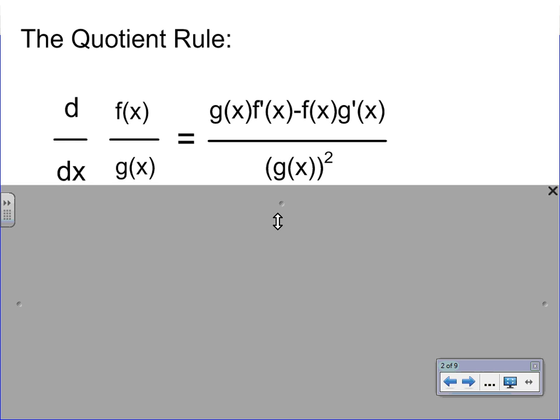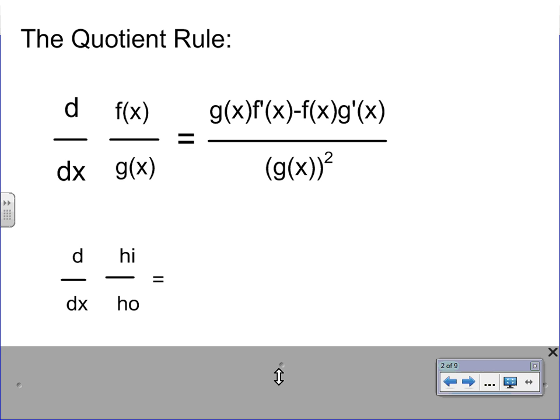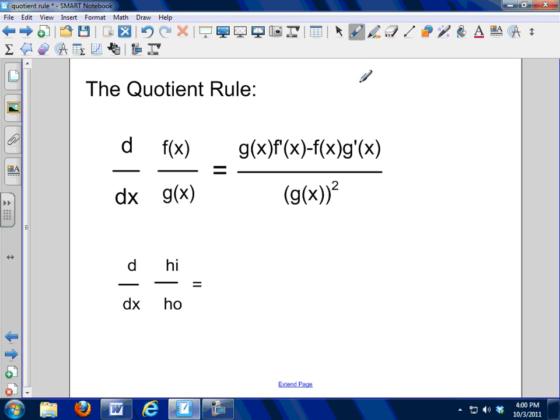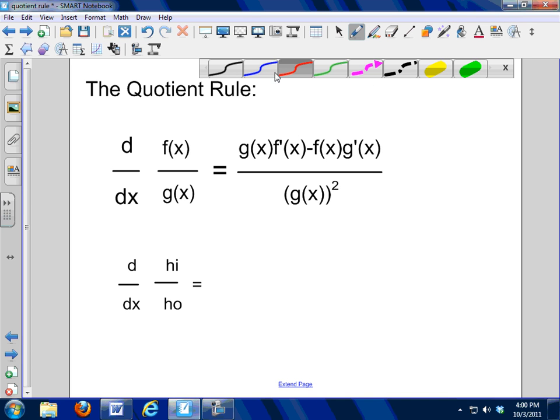So here's where the seven dwarfs are going to come in to help us out with this particular thing. What we're going to think of is high and ho. High is the top part, ho is the bottom part. We're going to get a pen, we're going to use blue.